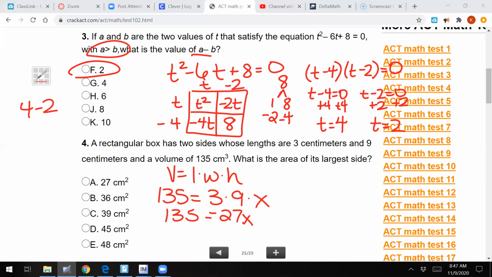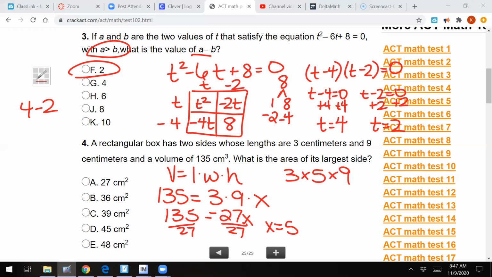Good. They're multiplying, so you want to divide. Do the opposite operation. So I divide by 27. Somebody do that math for me. What's 135 divided by 27? 5. So that means our other side is 5. So the dimensions are 3 by 5 by 9. That's the dimensions of our rectangle.